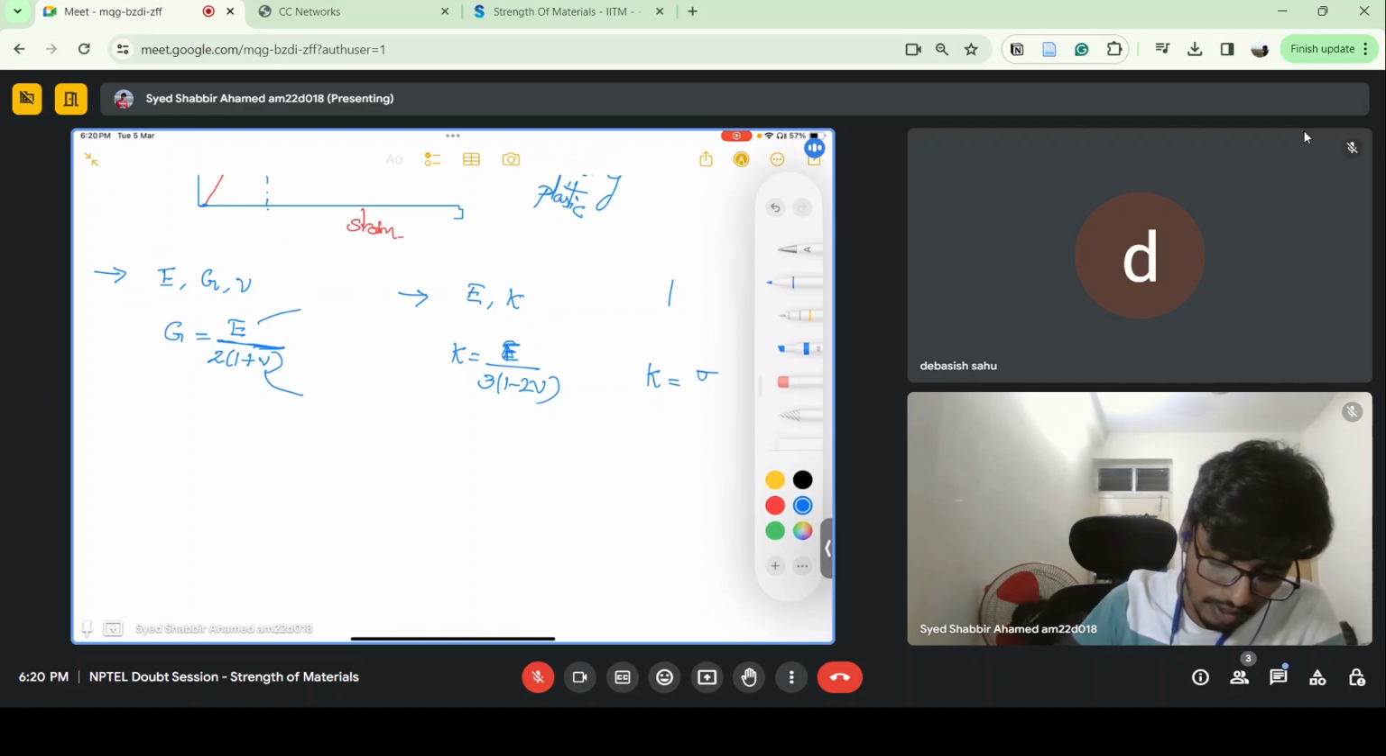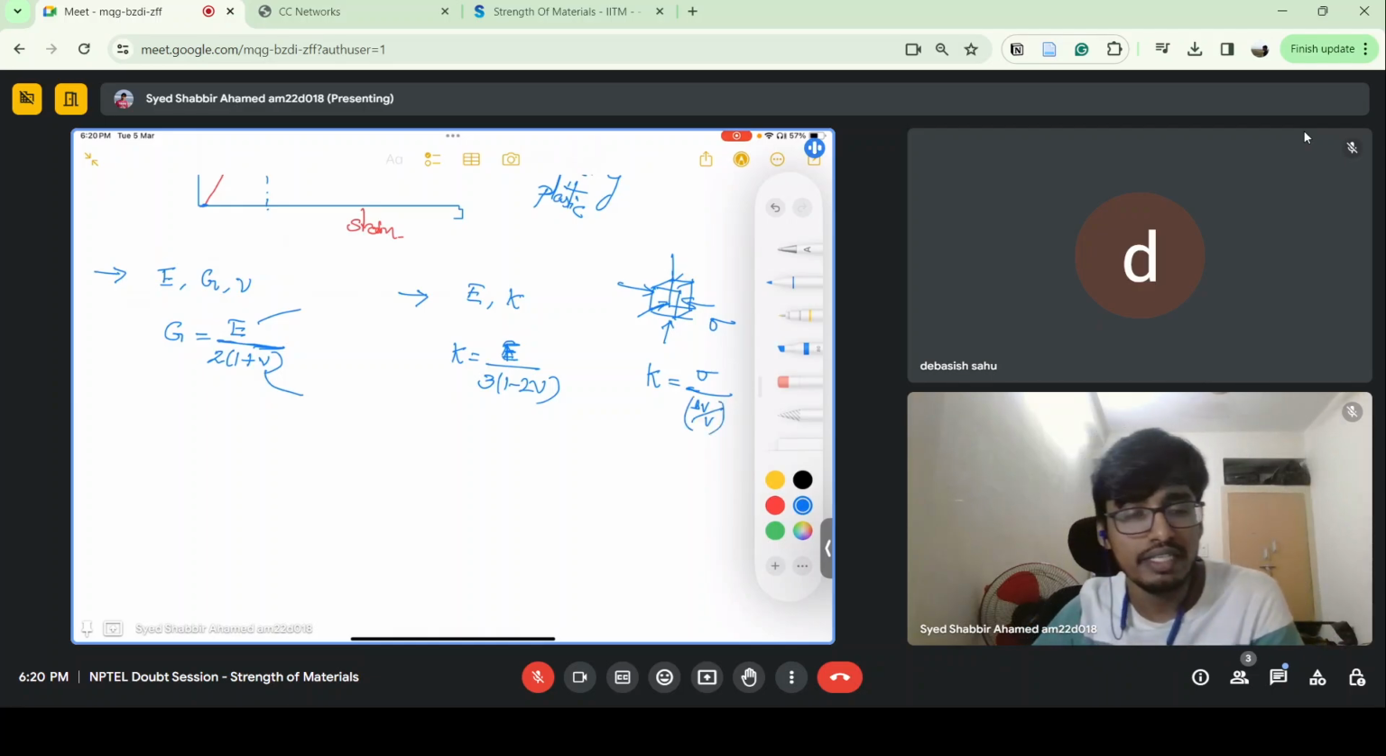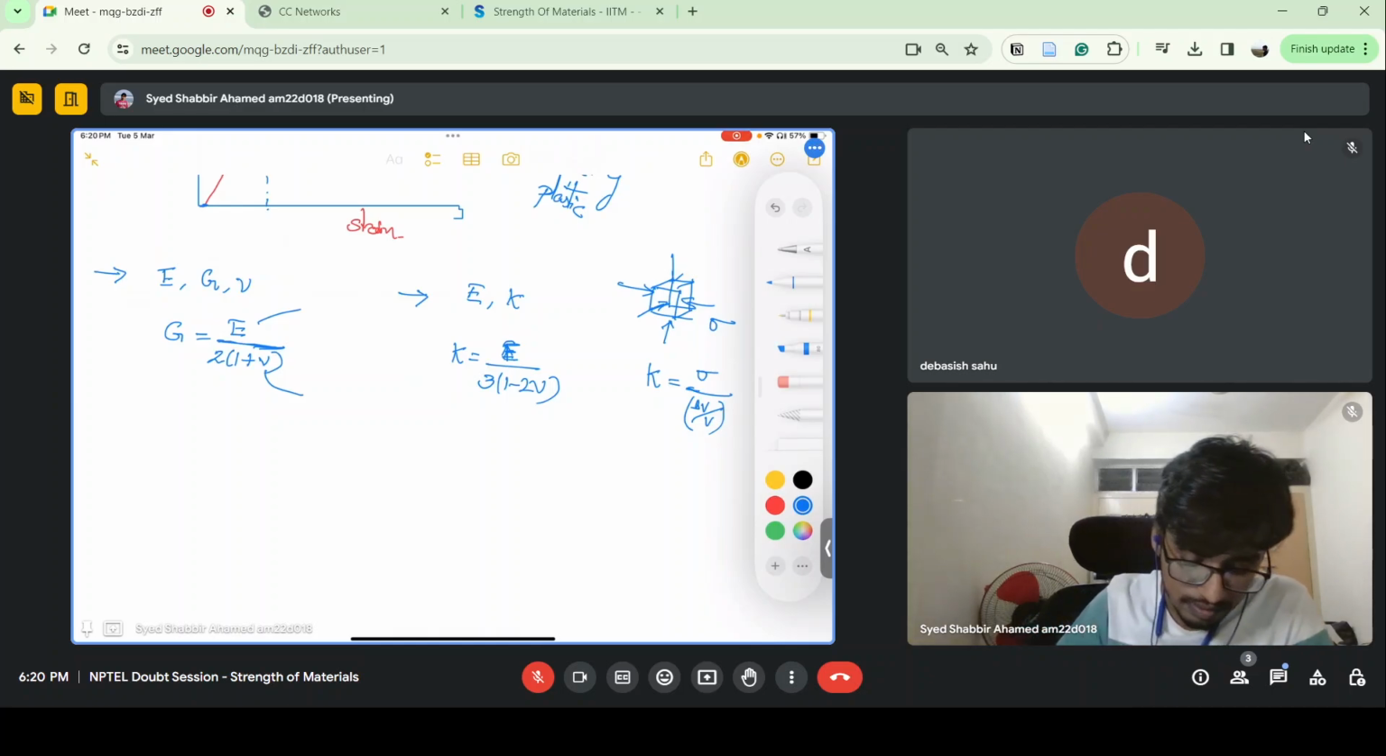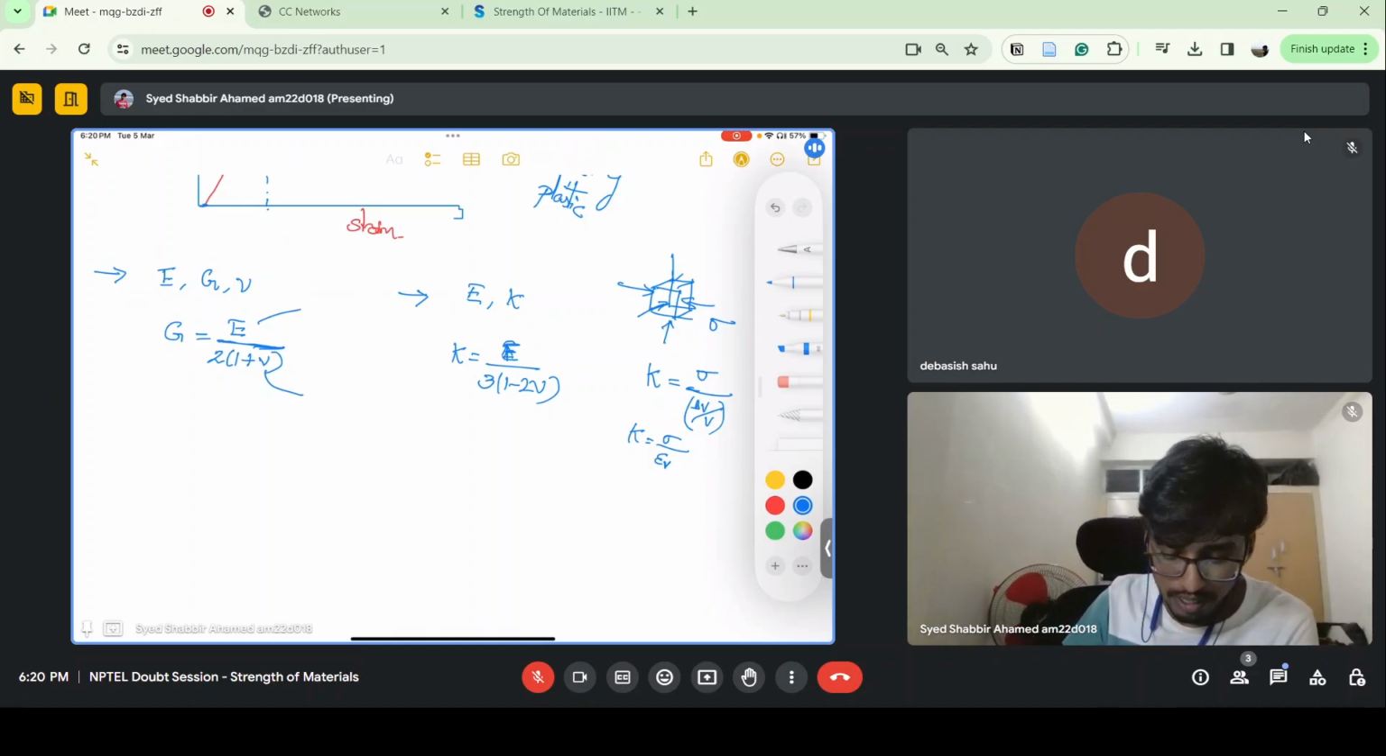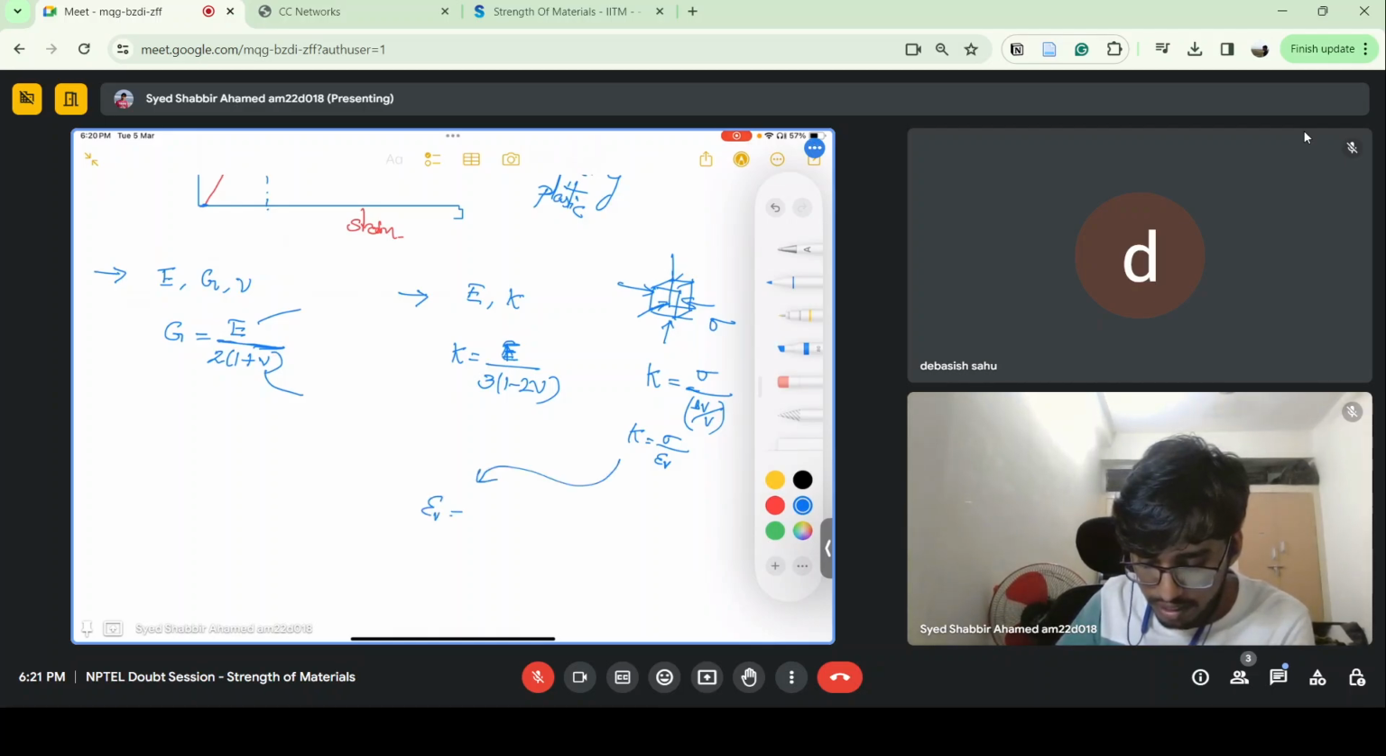volumetric stress means if your body is in the three-dimensional case, some uniform stress sigma is applied in all three directions, and there is volumetric strain. Volumetric strain is delta V by the capital V, the change in volume by the original volume. K is equal to sigma by epsilon V. So volumetric strain can also be given as epsilon xx plus epsilon yy plus epsilon zz.